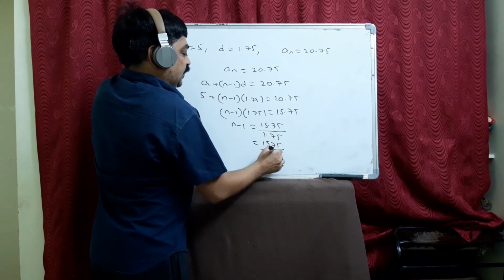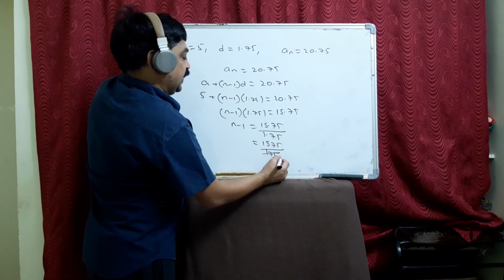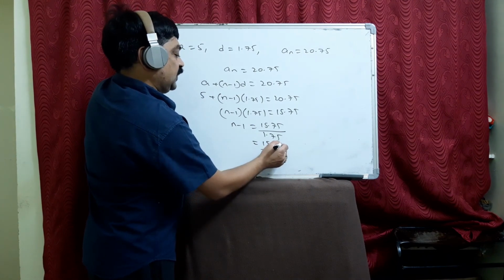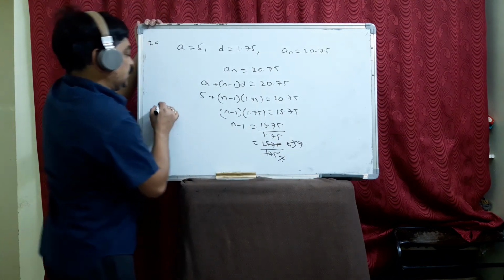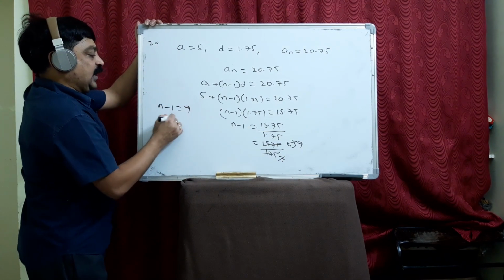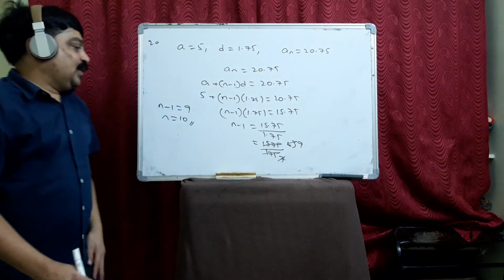1575 by 175. Let us cancel this. 25 sevens are 175, 25 sixes are 150, 7 nines are 63. So n minus 1 is 9, n equal to 10. So after 10 weeks, she can save this amount of money.